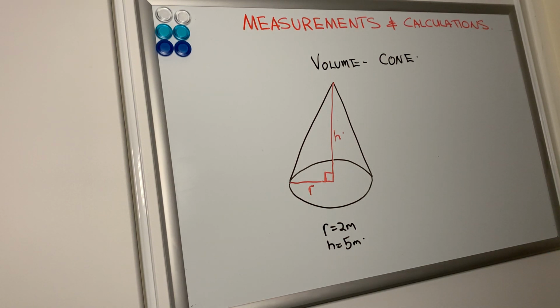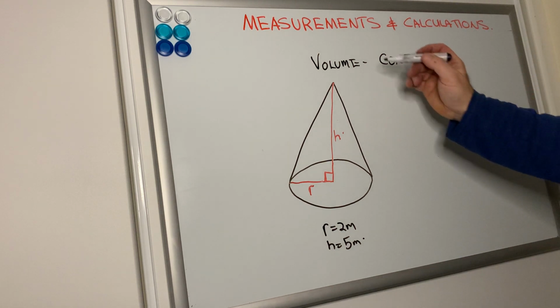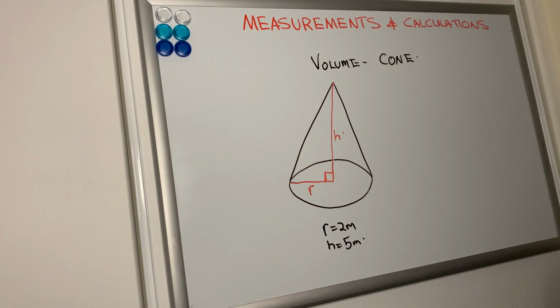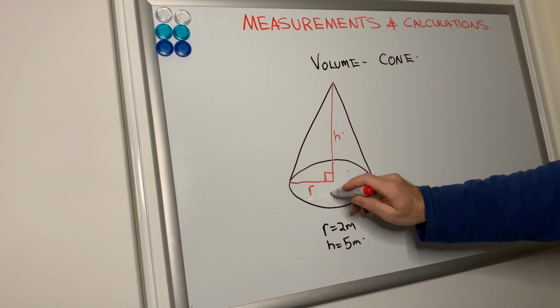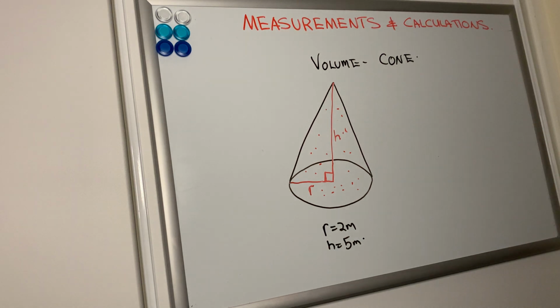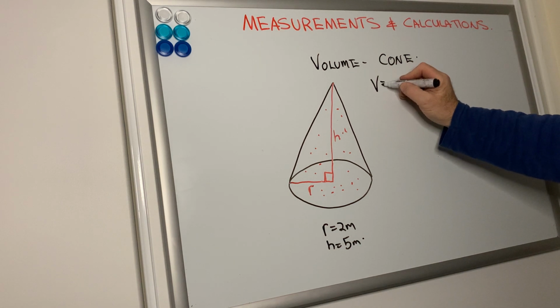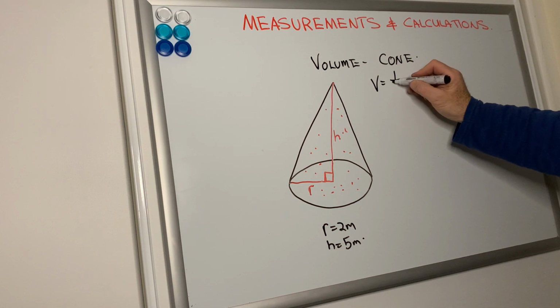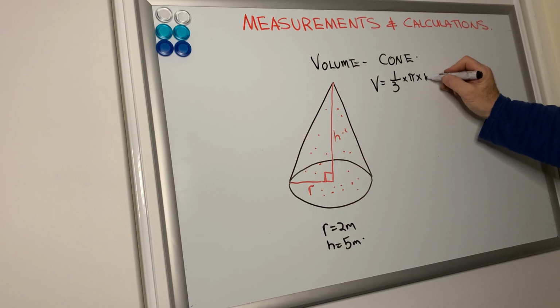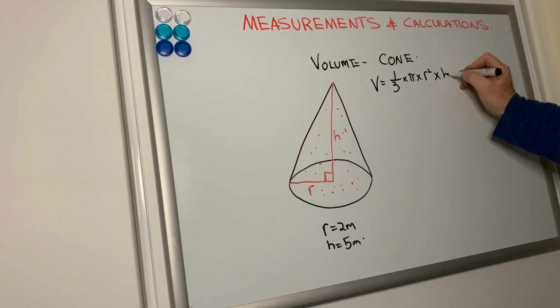Okay, so when we're talking about volume of a cone, and again, imagine if we're filling water in this cone. That's what we mean by volume. We're filling this entire space with water. And that's what we mean when we're referring to volume. Okay, volume of this cone. So the volume is equal to 1/3 times pi times r squared times our height.